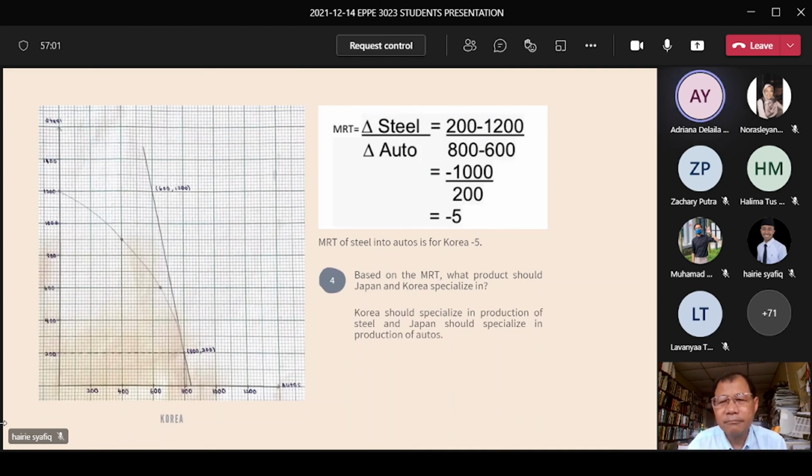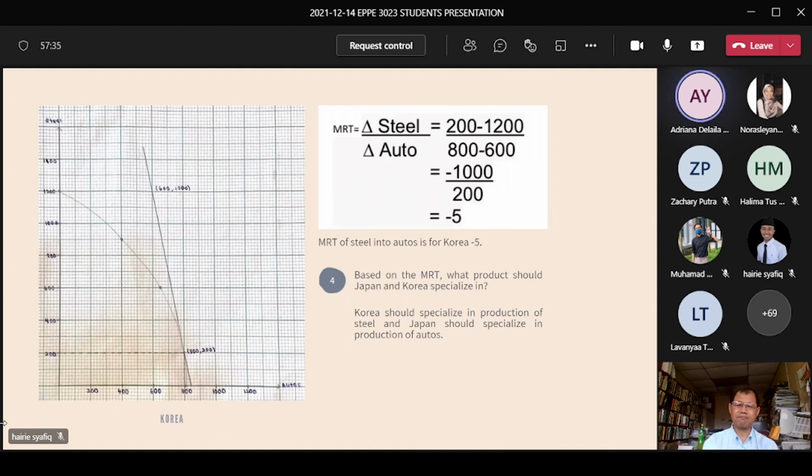For Korea, this is the tangent line according to the question, 800 to 100. From this tangent line, we can get the MRT, which is negative 5, meaning negative 5 steel. You must write negative 5 steel. So the MRT of steel into autos for Korea is negative 5 steel. Is it right, Doctor? Yes. Negative 5 steel in this case, because you're talking about steel.